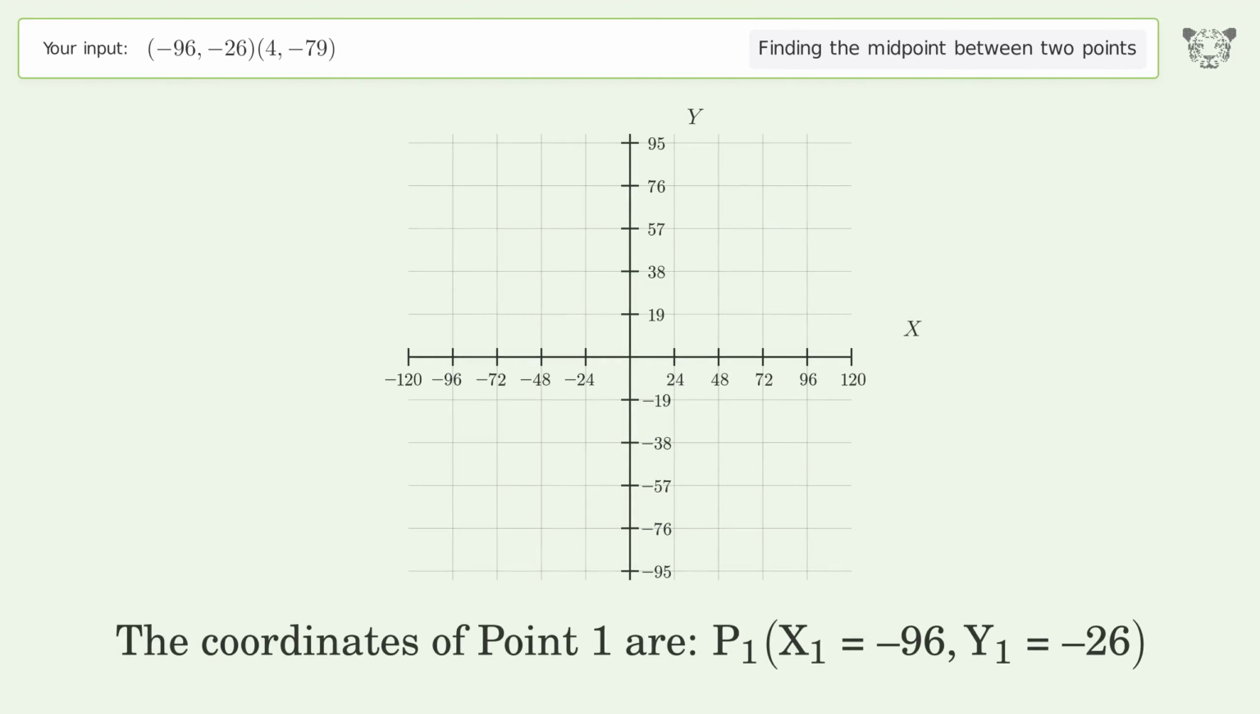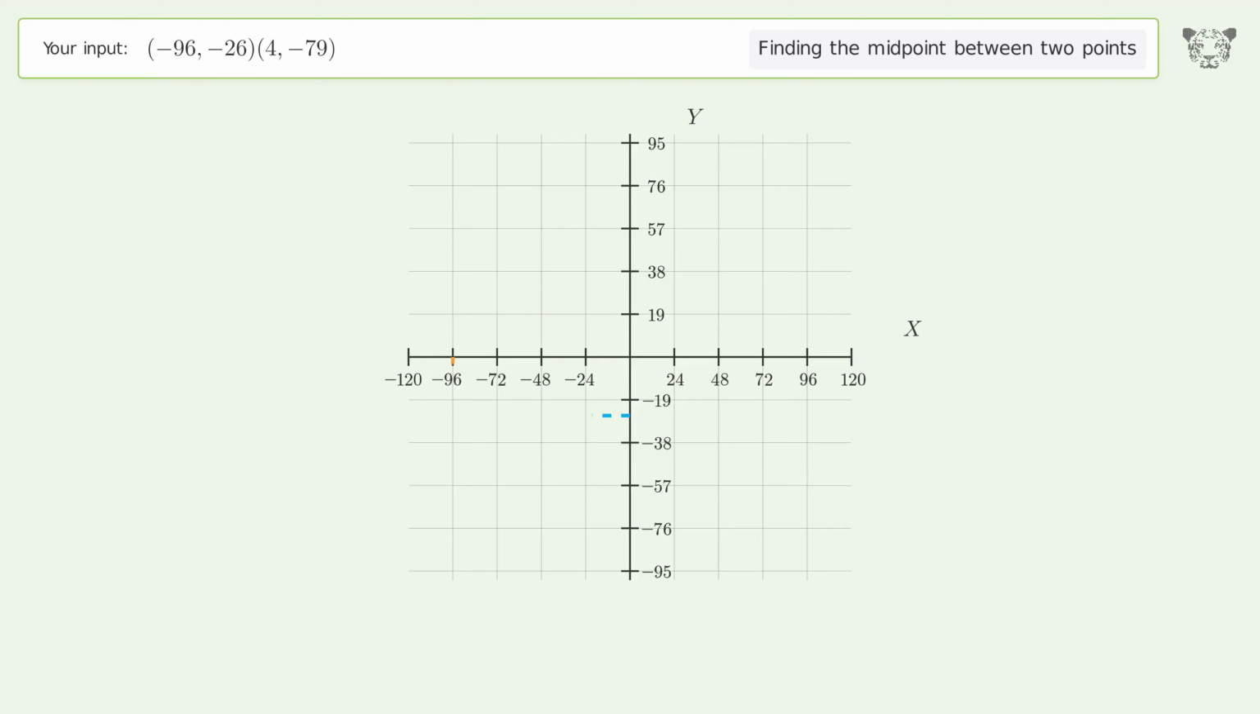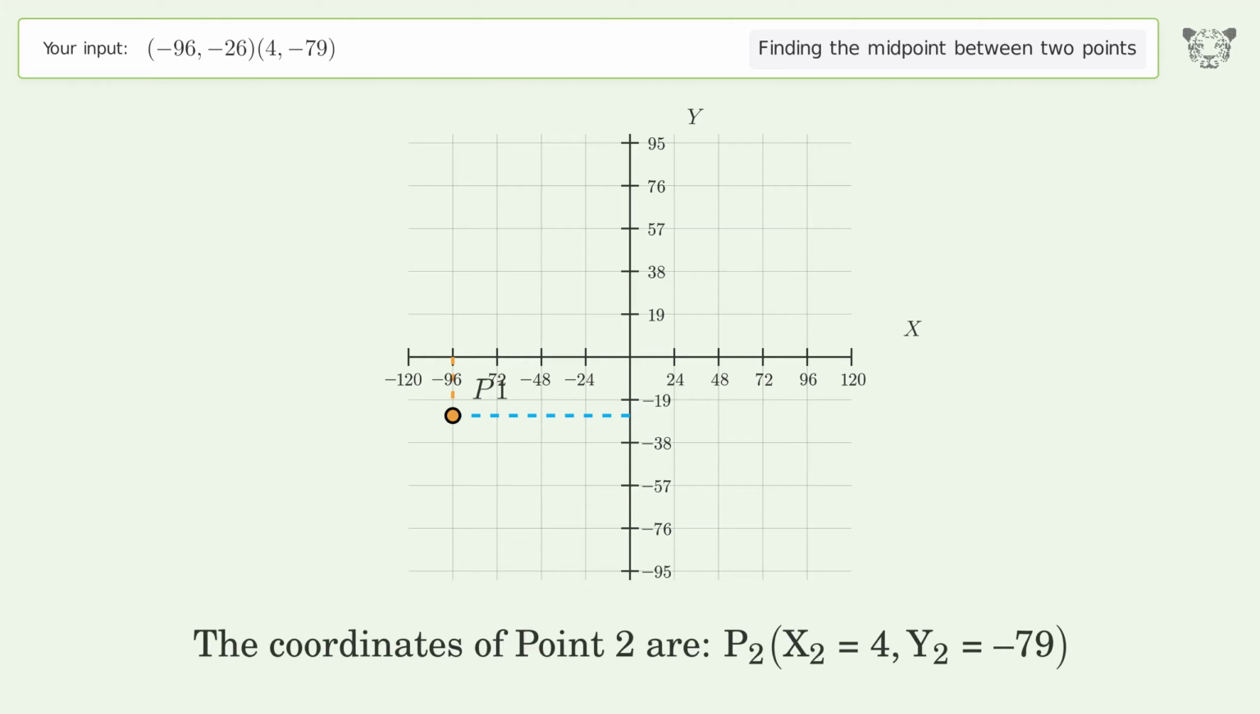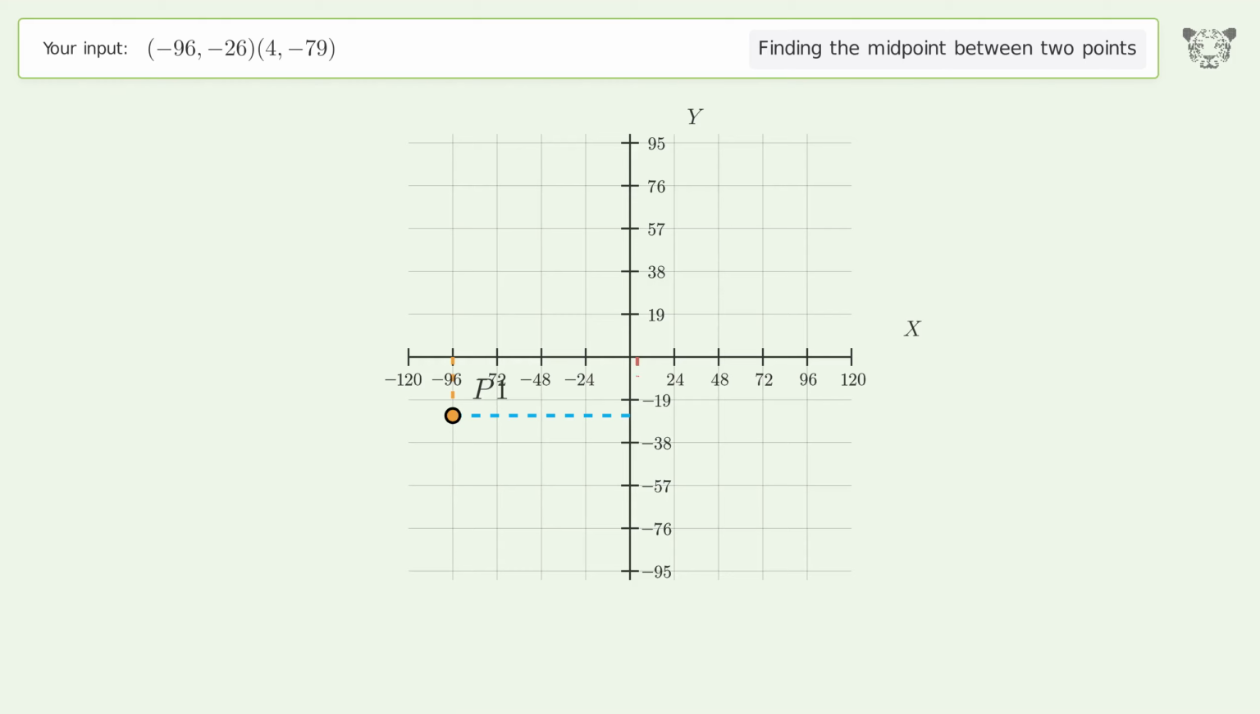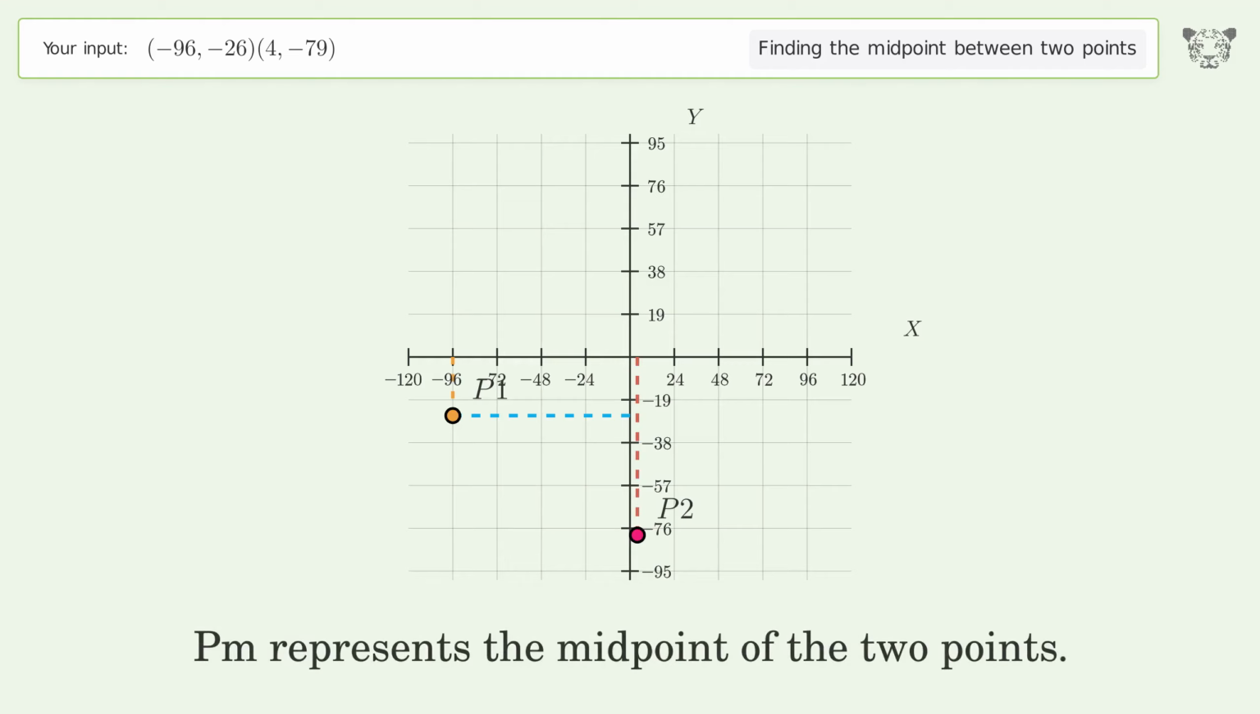The coordinates of point 1 are, x1 equals -96, y1 equals -26. The coordinates of point 2 are, x2 equals 4, y2 equals -79. PM represents the midpoint of the 2 points.